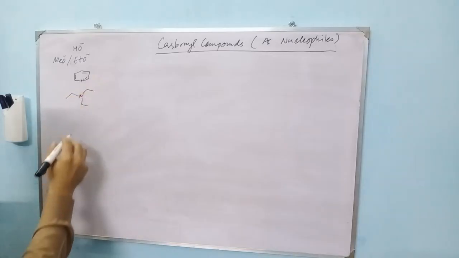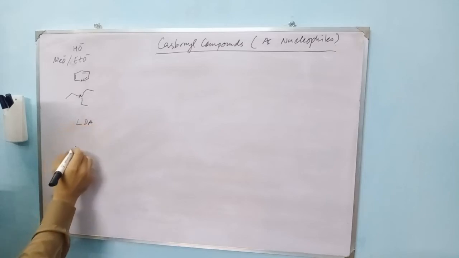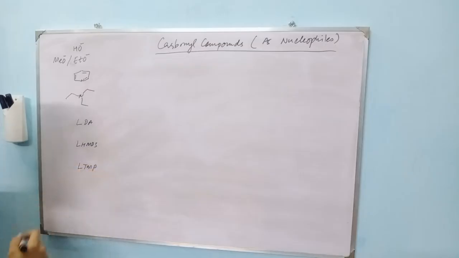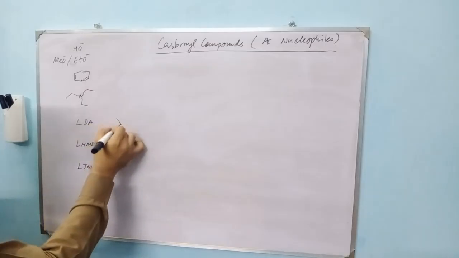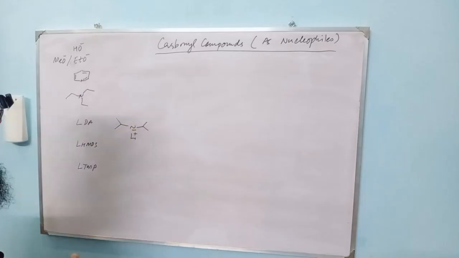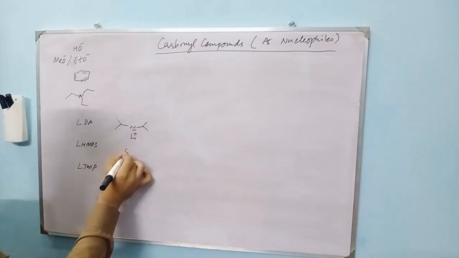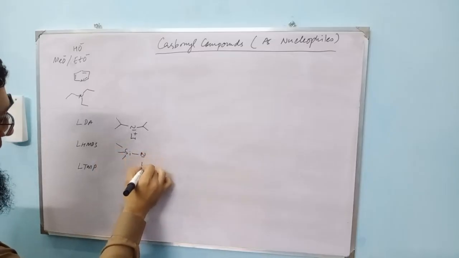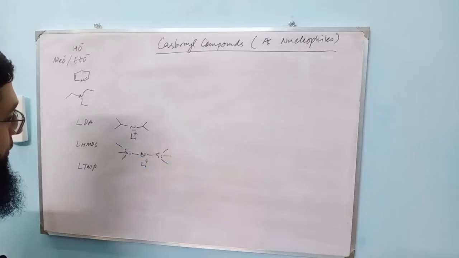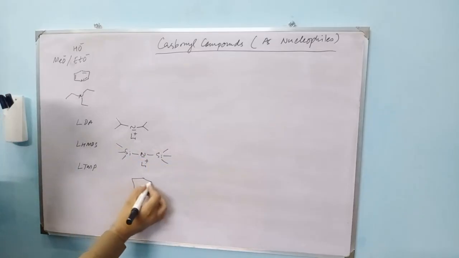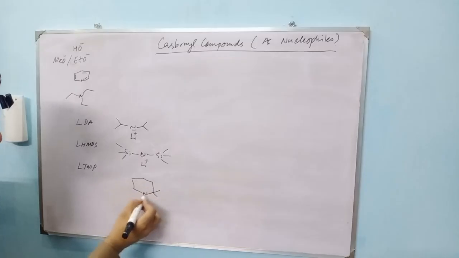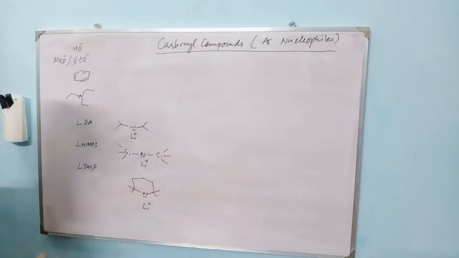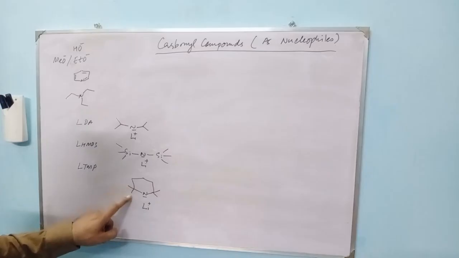Then we have some special bases: LDA, LHMDS, LTMP. LDA is lithium diisopropyl amide, and LHMDS is lithium hexamethyl disilazide, because two silyl groups are present here. And another one is lithium tetramethyl piperidide.